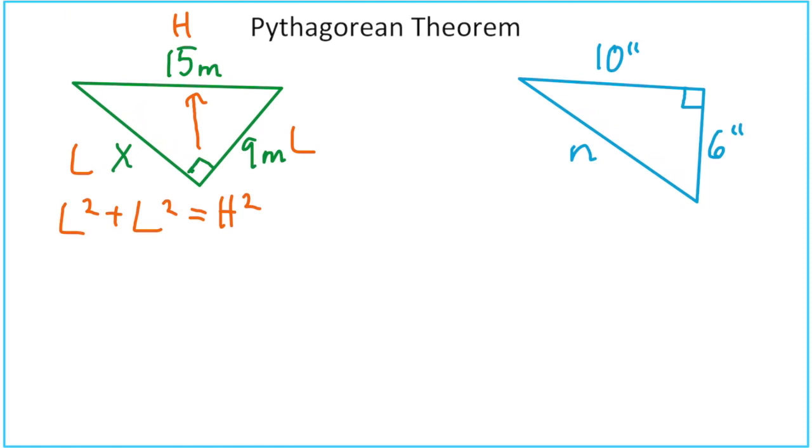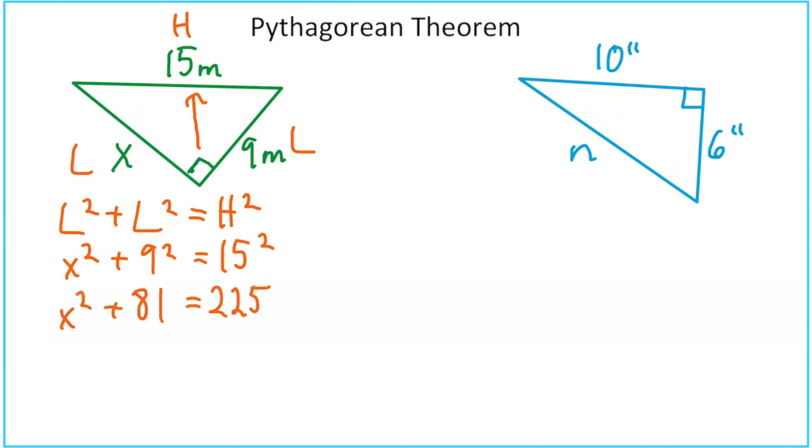Then substitute in your values, and then go ahead and square the 9 and square the 15 to give you x squared plus 81 equals 225. Subtract 81 from both sides. X squared equals 144, which is a perfect square. So x equals 12. And this time I did give you units of measurement, so we should write that x is 12 meters.